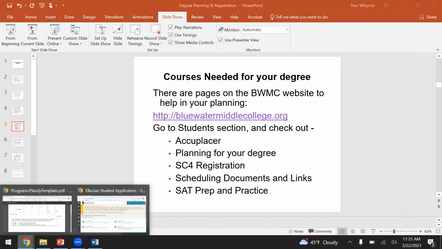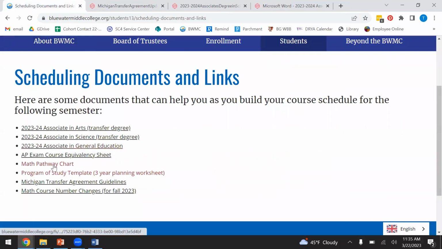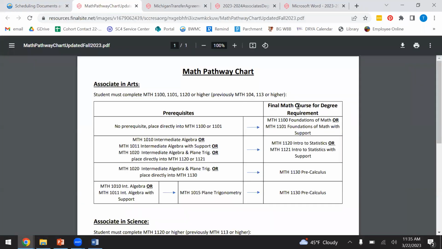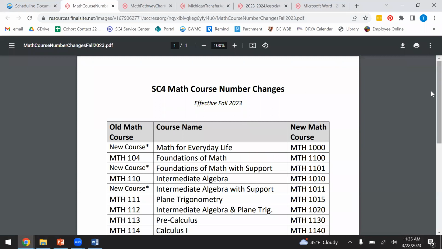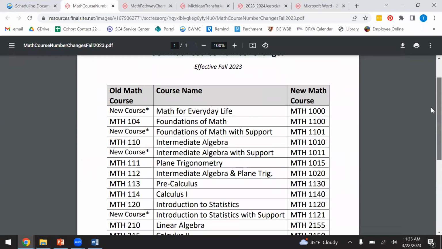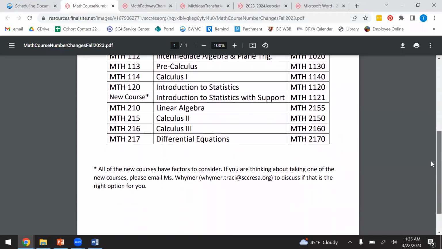So let's see, get back to, I'm going to get rid of that template. Another thing, the math pathway chart will be here. It is currently updated. A big thing that we are planning for in this time, planning for fall of 2023 semester, is that SC4 is going through a course number change for all of their math courses and have created a new English course. All of the information about that is currently in the videos that were made during the success sessions for current 11th and 12th graders.